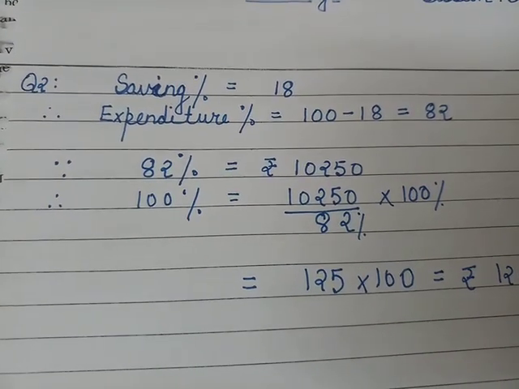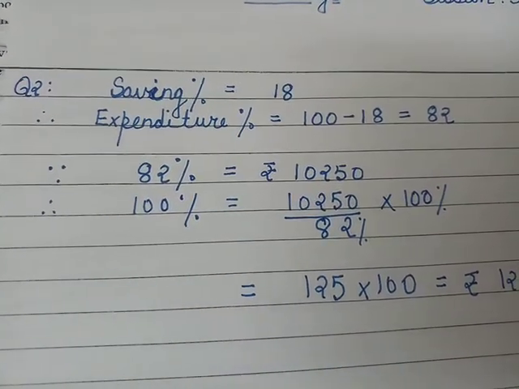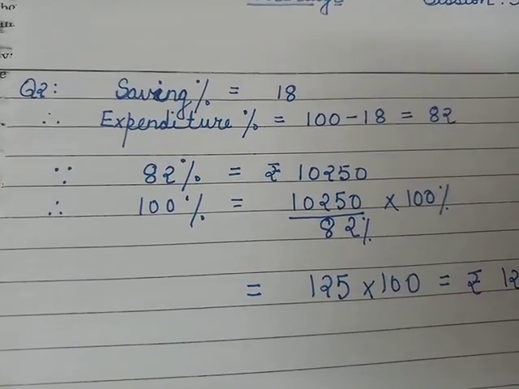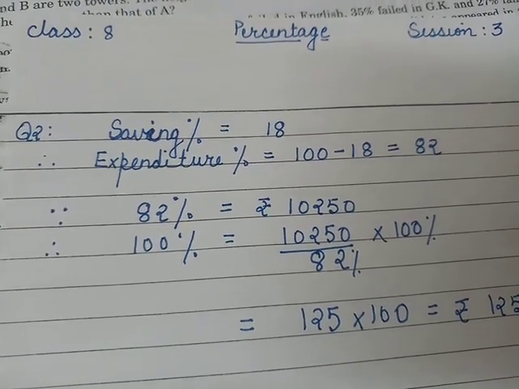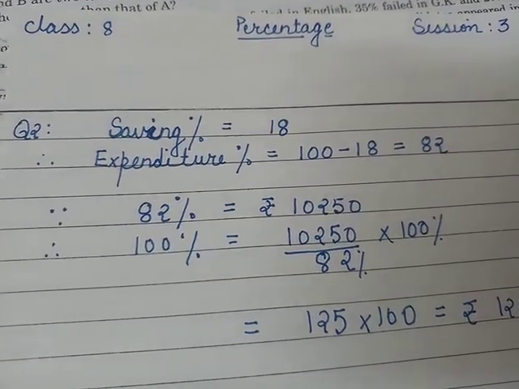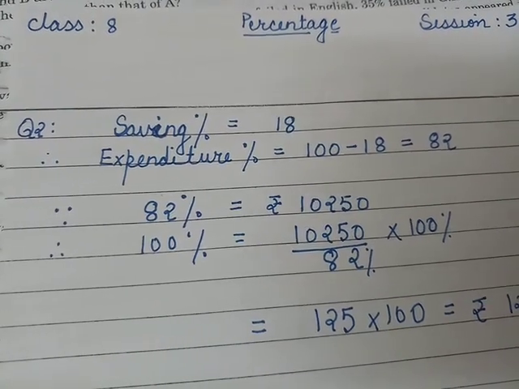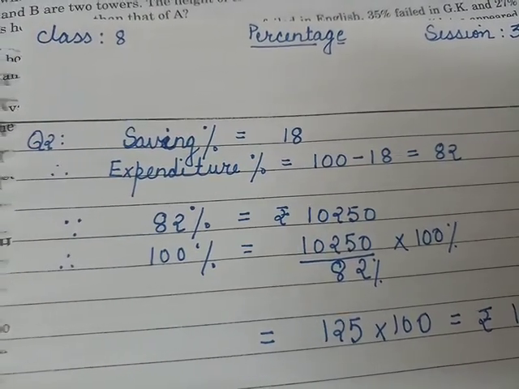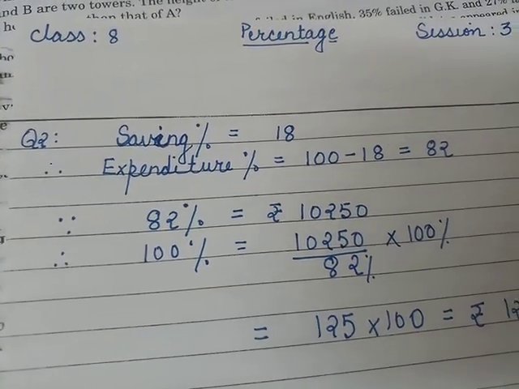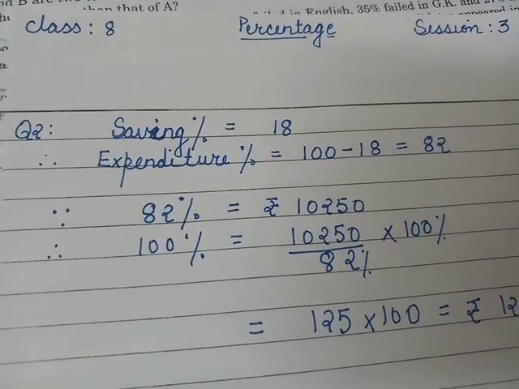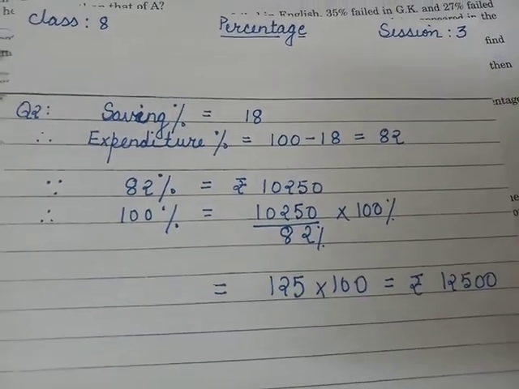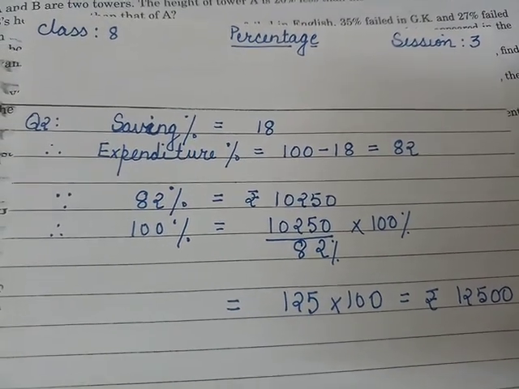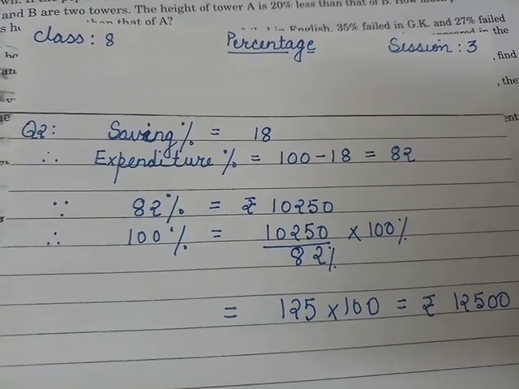Now we apply the unitary method. 82% is the expenditure percent, and in rupees it is 10,250. So 82% is equal to 10,250. We are looking for her monthly salary, and we take her monthly salary as 100%. So 100% is equal to 10,250 divided by 82% into 100. Now when you cancel 10,250 with 82, you will get 125.